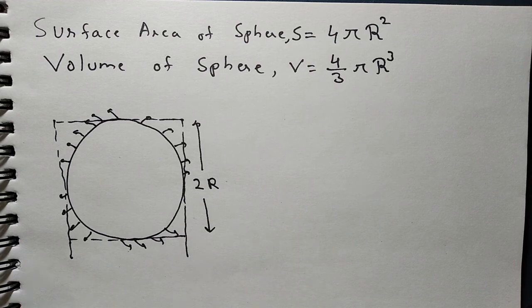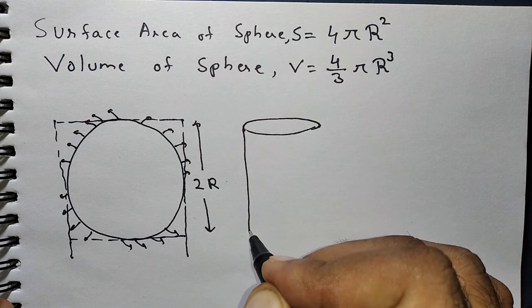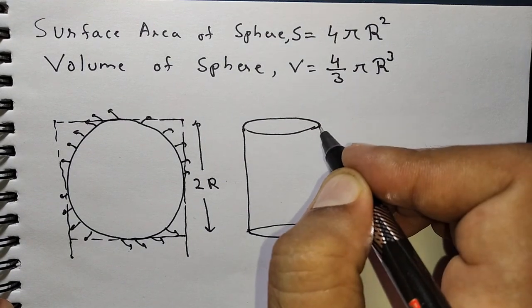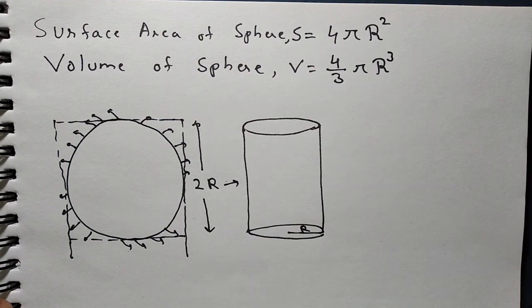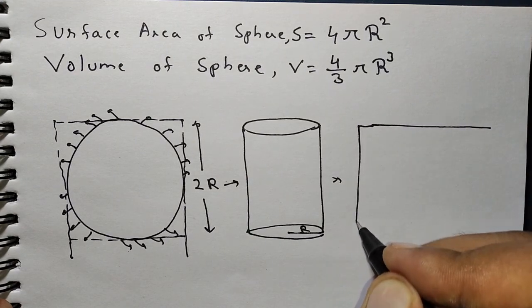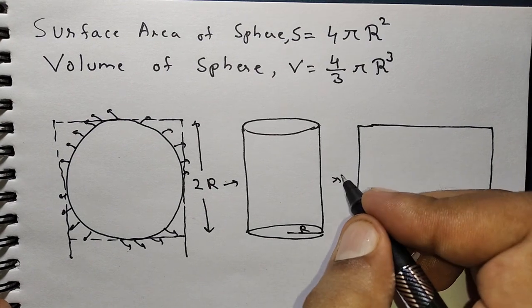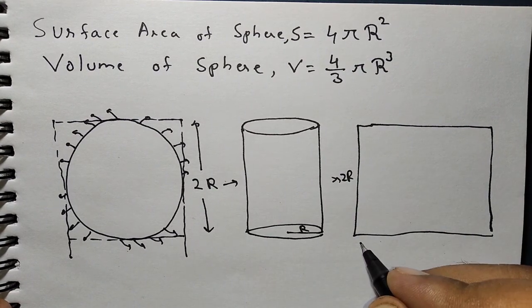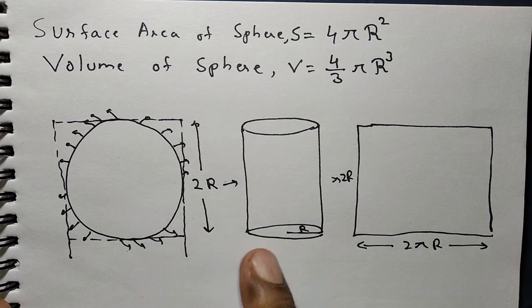Now if we open this cylinder, we get an open cylinder of radius r and height 2r. Now if we open this cylinder again, it will be exactly a rectangle of height 2r and width 2 pi r, that is the perimeter of the cylinder, or you can say the circumference of the base.